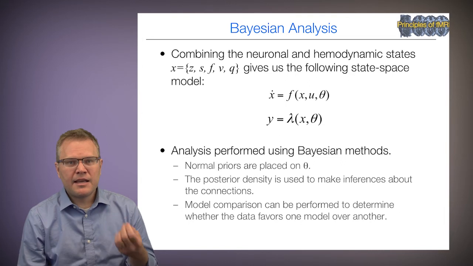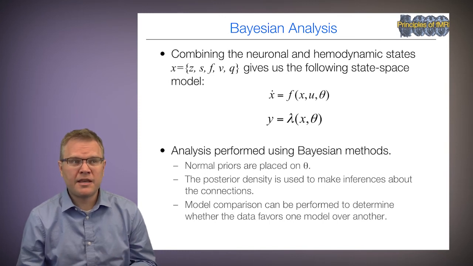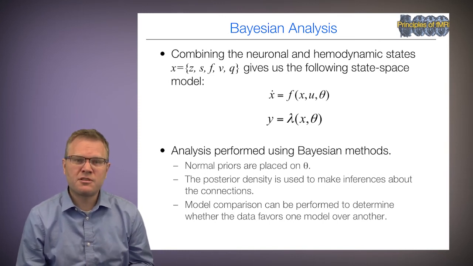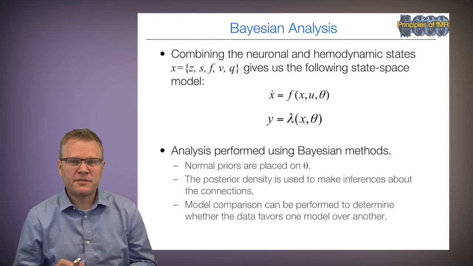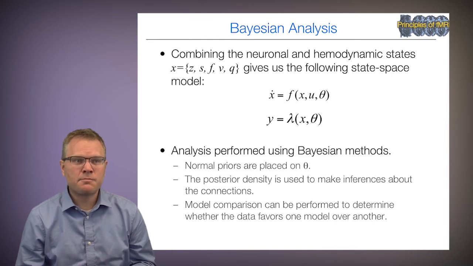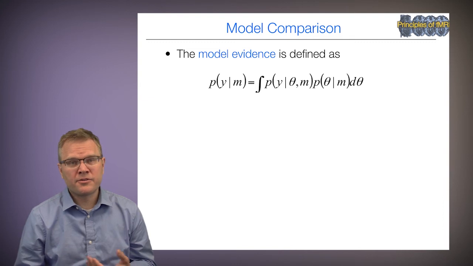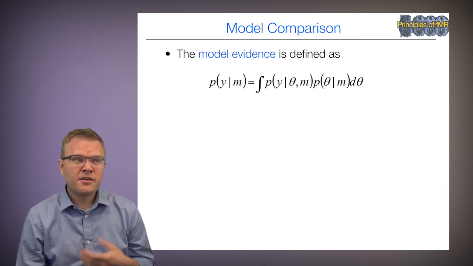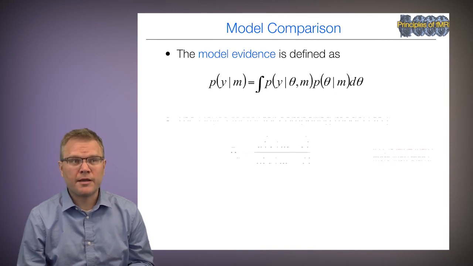And basically, in DCM, analysis is performed using Bayesian methods. So normal priors are placed on the unknown thetas here, and the posterior density is used to make inferences about the connections. Finally, model comparisons, the comparison between different suggested models, can be performed to determine whether the data favors one of the models over another. And so this is done using Bayesian model comparison. So there's something called the model evidence, which is the probability of the data given a specific model, and it can be computed in the following way.